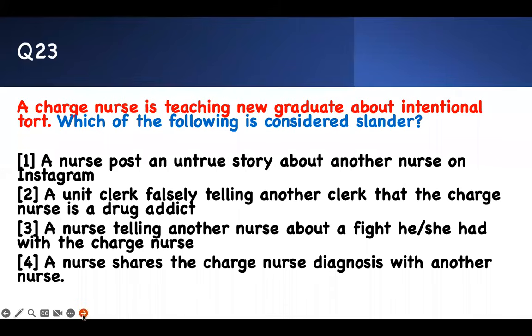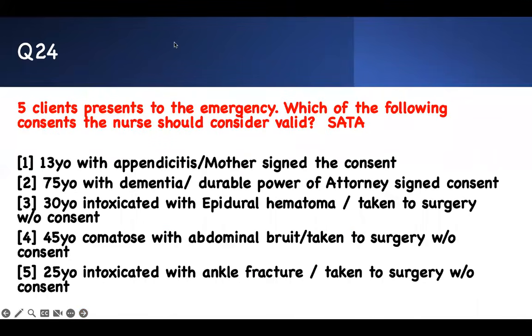Pay attention to the way questions are phrased, and then you see that it's easy to pick an answer. Select or apply. Number 5, a client presents to the emergency room. Which of the following consents should the nurse consider valid? It's the opposite of what we show. So, validity. A 13-year-old with appendicitis, the mother signs it. It's a minor, the mother signs it. It's okay.